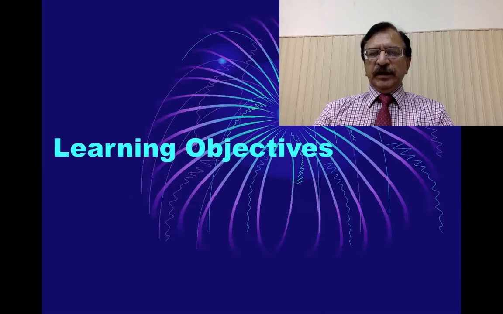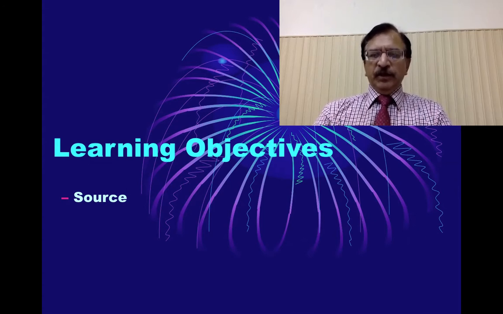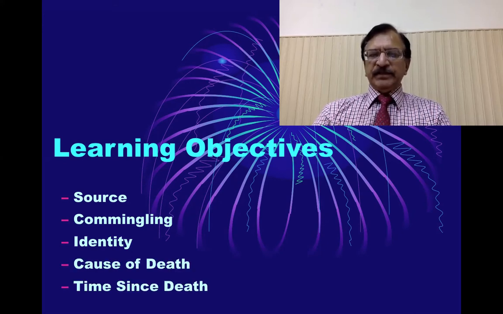And the learning objectives, the most important, they are the source. First, we have to identify the source. For example, it is sometimes extensively mutilated or you are unable to identify anatomically whether it is human. So first, you will establish the source being human. And if it is human, then there may be mixing of body parts, commingling, that the body parts of various bodies are mixed together and you have to isolate and conform into different bodies. Then identity, you have to establish the identification, then the cause of death and time since death. So these are the most important learning objectives.